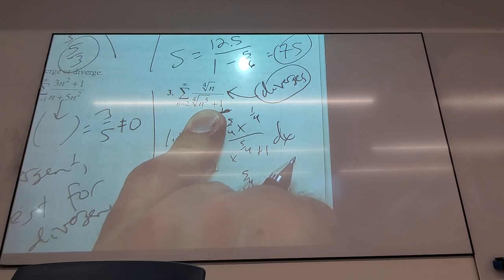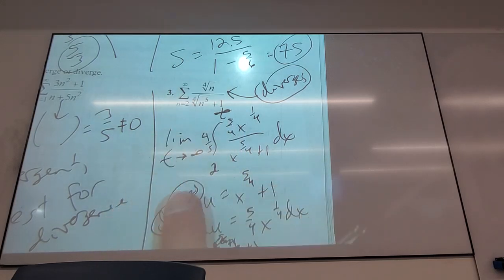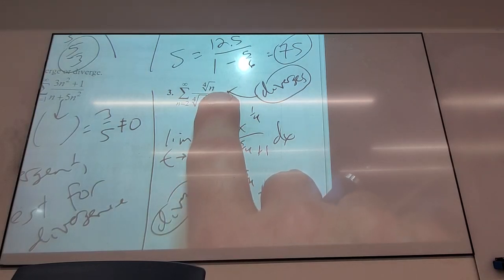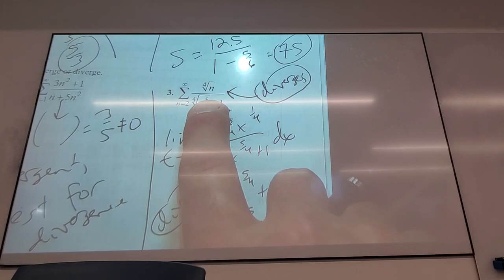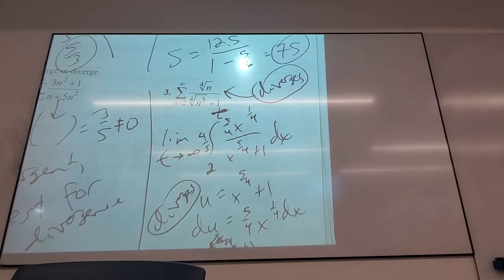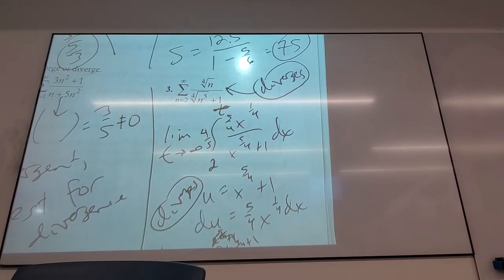You with me? Do you guys agree that the series diverged? Do you see, if I took the limit as n goes to infinity, isn't the bottom a higher degree? So won't that go to 0? So in this case, the test for divergence failed, which means I have to do the integral test.